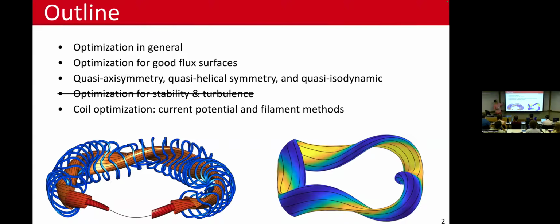And I originally had some slides for optimizing stability and turbulence. These are more advanced metrics that you can optimize in the Stellarator. I do have some extra slides on that, but I've nixed it for now because let's see how short on time I am. It's a lot to cover already.